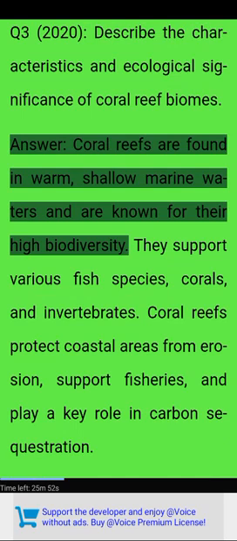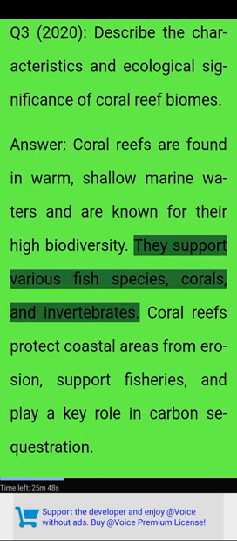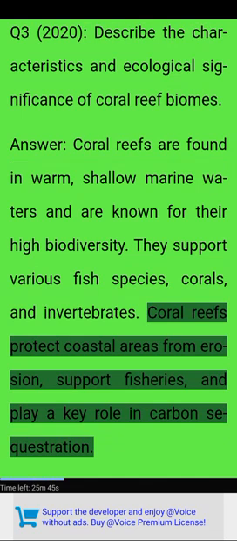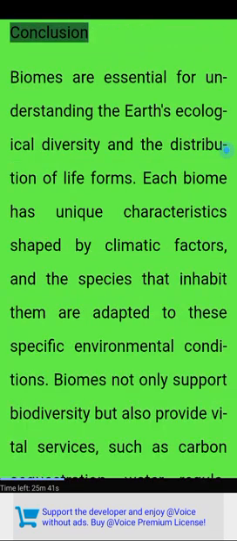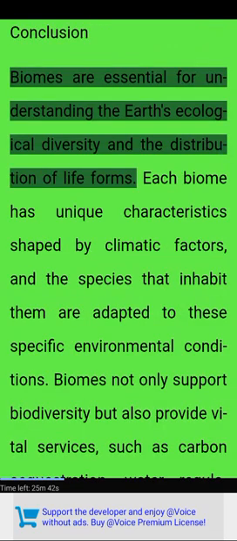Answer. Coral reefs are found in warm, shallow marine waters and are known for their high biodiversity. They support various fish species, corals, and invertebrates. Coral reefs protect coastal areas from erosion, support fisheries, and play a key role in carbon sequestration. Conclusion. Biomes are essential for understanding the Earth's ecological diversity and the distribution of life forms.